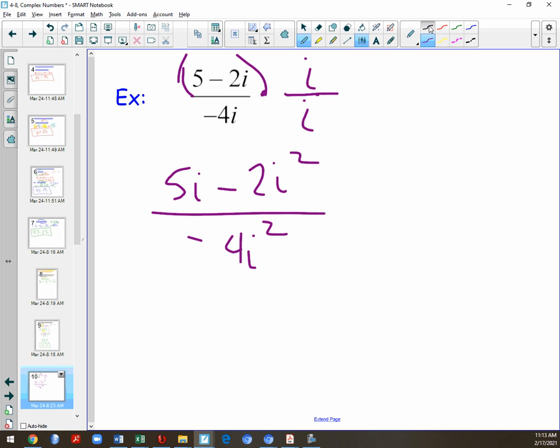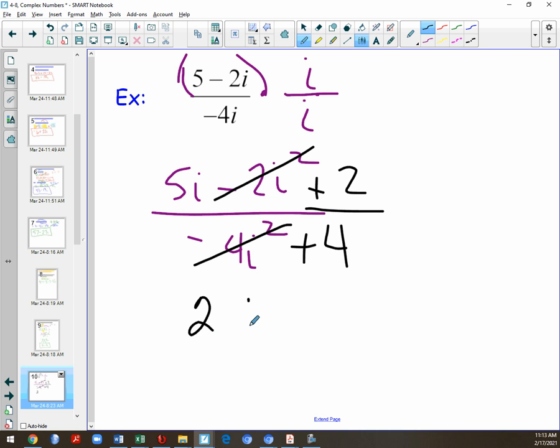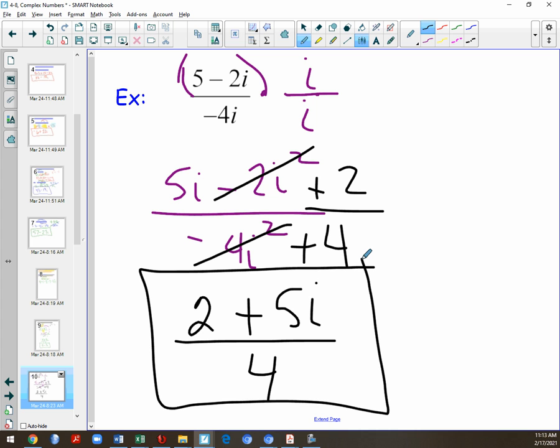Now remember, what did I say i squared was? -1, so this minus 2i squared turns into +2, and the minus 4i squared turns into +4. So put the real number first. That's going to be 2 plus 5i over 4. I no longer have an imaginary number in the bottom, and I am done.